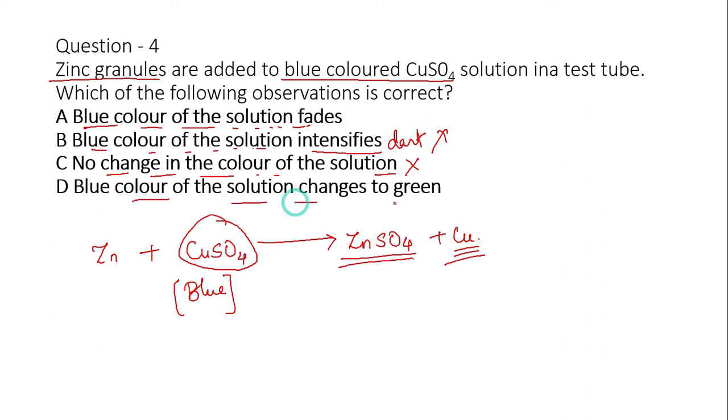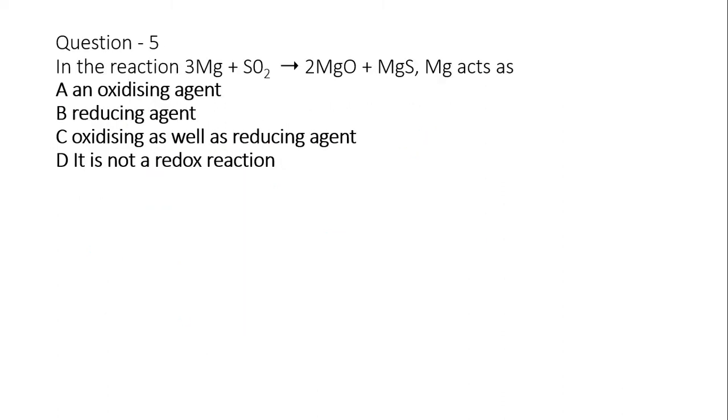Blue color of the solution changes to green. This is also incorrect because the pale green color is of FeSO4, not ZnSO4. ZnSO4 has no color at all. So that means the correct option will be option A. Why is it so? Because the ZnSO4 will be showing no color. So that means this blue color will fade, right? So I hope this is clear to you. So let's move to the next question.